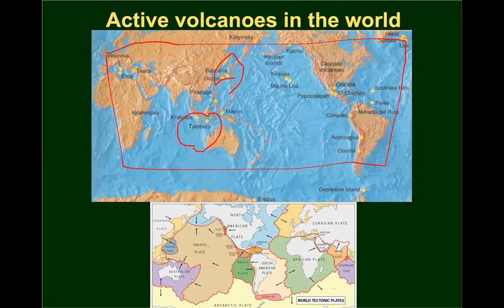So there are many volcanoes you can see surrounding the plate boundary. You can even trace the plate boundary by the volcanoes, right? This is the Pacific plate I'm tracing now.